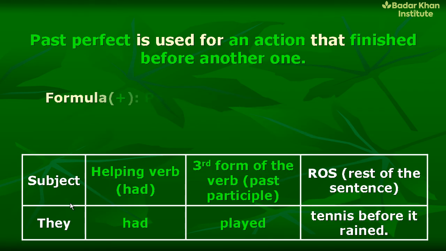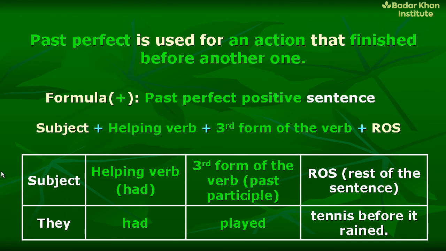Past perfect is used for an action that finished before another one. Formula, subject plus helping verb plus third form of the verb plus rest of the sentence. Example, they had played tennis before it rained. It means there was an action finished before another action. So they were playing before it rained. They is subject, had is helping verb, played is third form of the verb, and this is rest of the sentence.